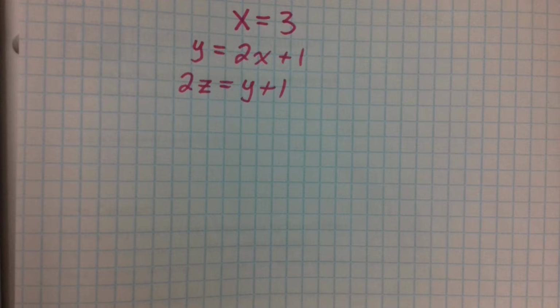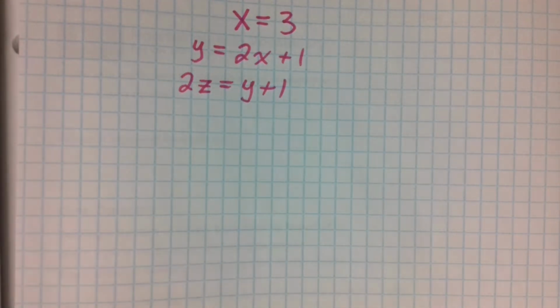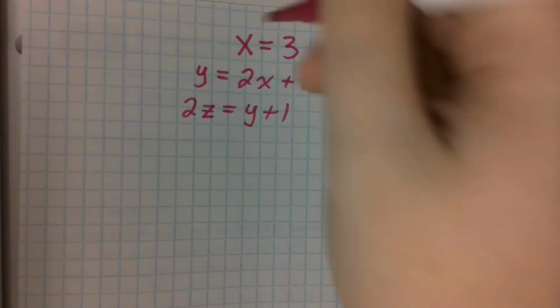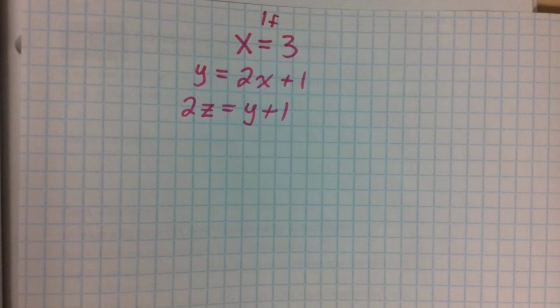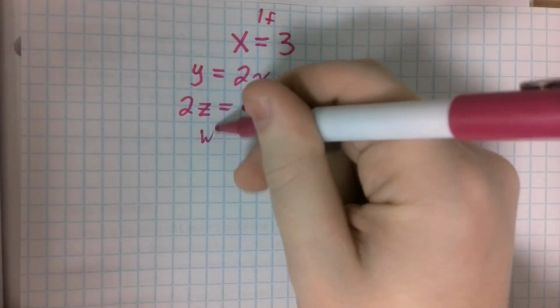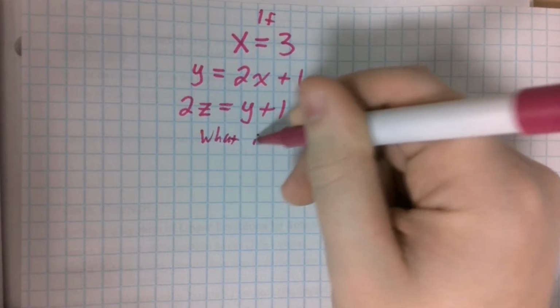Today we're going to be talking about Big Ideas, lesson 5.2, but first, I have a little bit of a riddle for you. If x equals 3, y equals 2x plus 1, and 2z equals y plus 1, what do we think z is?